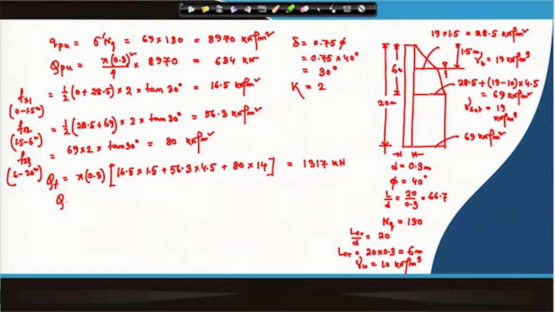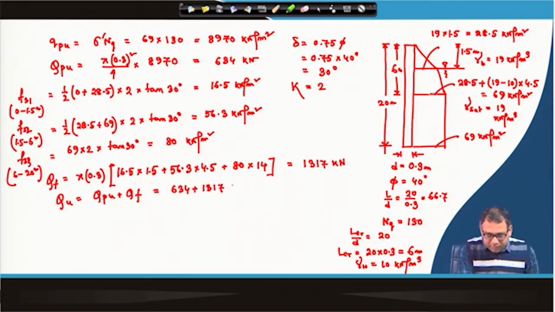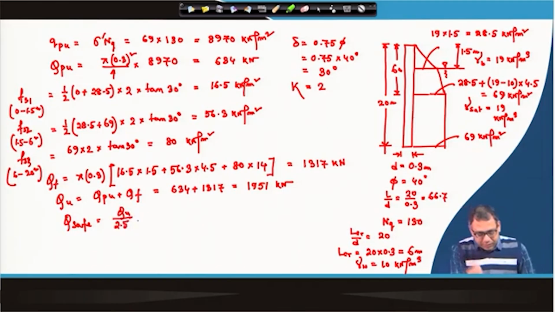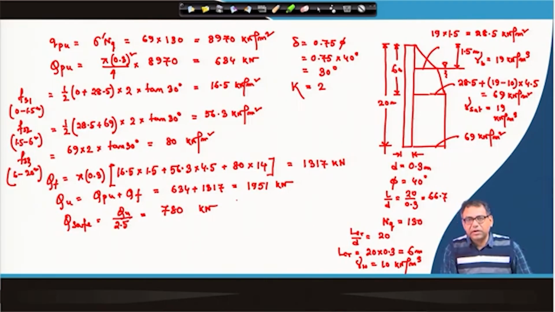So, Q ultimate is QPU plus QF. So, this is QPU 634 plus 1317. So, this is equal to 1951 kilonewton. So, Q safe is Q ultimate divided by the factor of safety, which you can take 2.5 to 3. So, that is equal to 780. So, the allowable or safe load carrying capacity of this particular single pile is 780 kilonewton.